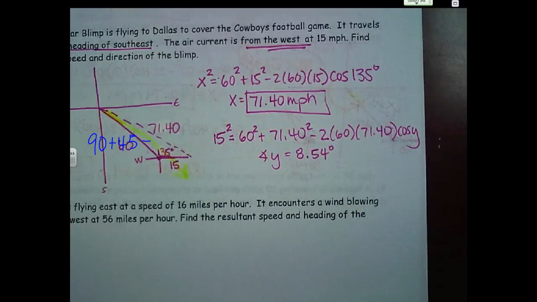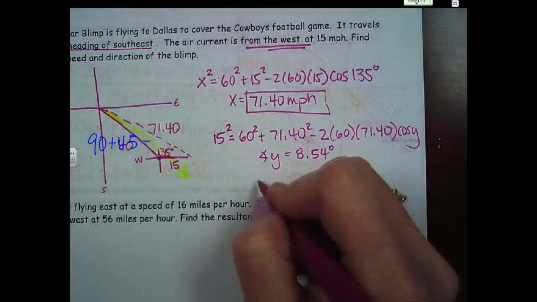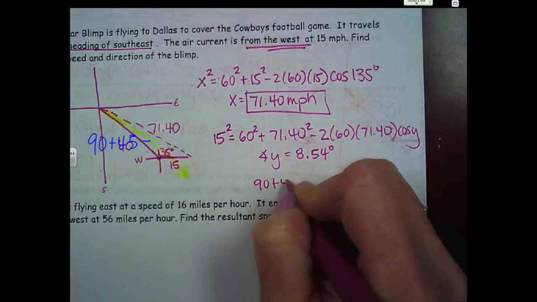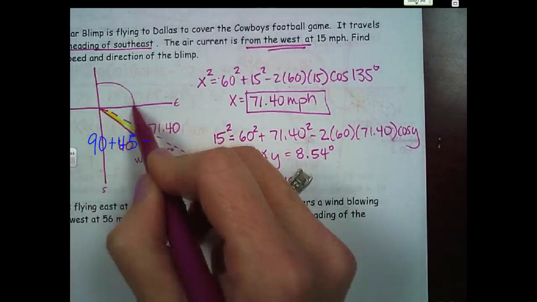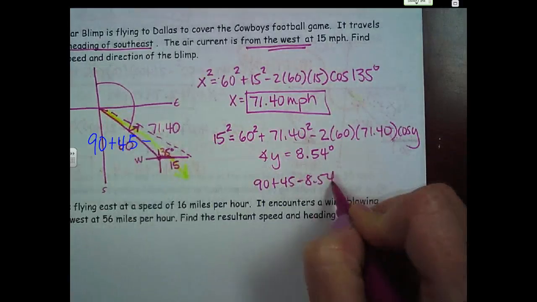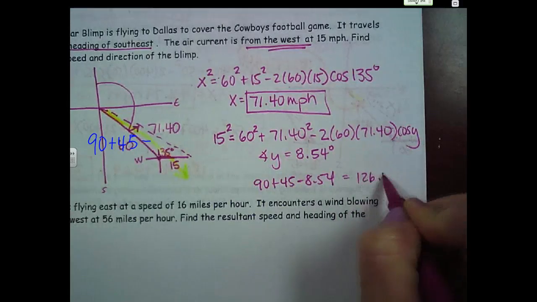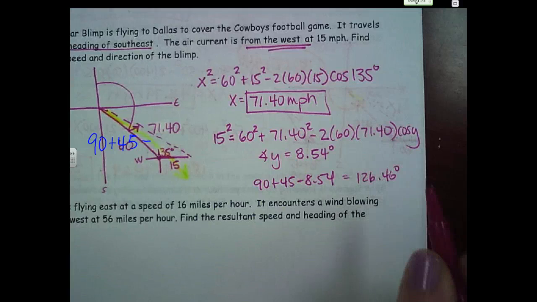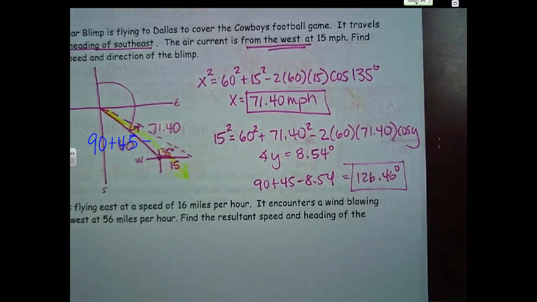Okay, and then to find the answer, remember we talked about it, you're going to do 90 plus 45, and then you have to back up. So minus your 8.54. So your heading is that.